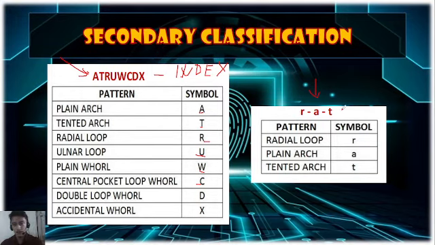So this is used, the small letter group is used for or shown on the other fingers. Okay, other fingers or sa thumb po natin, sa thumb, sa little finger, sa middle finger, and then sa ring finger. Okay, so ano yung tatlong pattern na i-include lang po natin in the secondary classification?